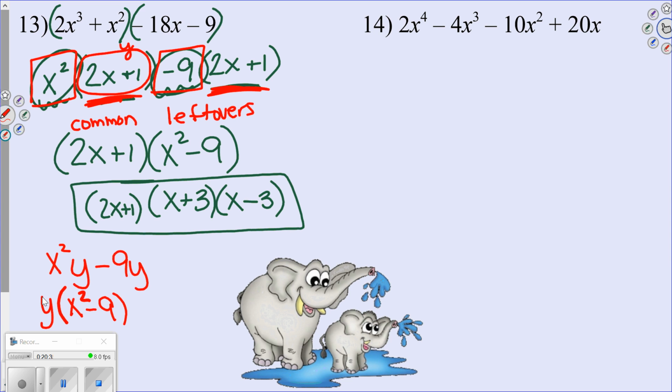So really what I did is I factored out the GCF from that. The GCF technically was 2x plus 1. So I factored that out, and I was left with the x squared minus 9. Because you're like, I don't get how to pull out a GCF of a whole parenthesis. If I did this, though, you're like, yeah, I take out a y. That's exactly what I did up there.